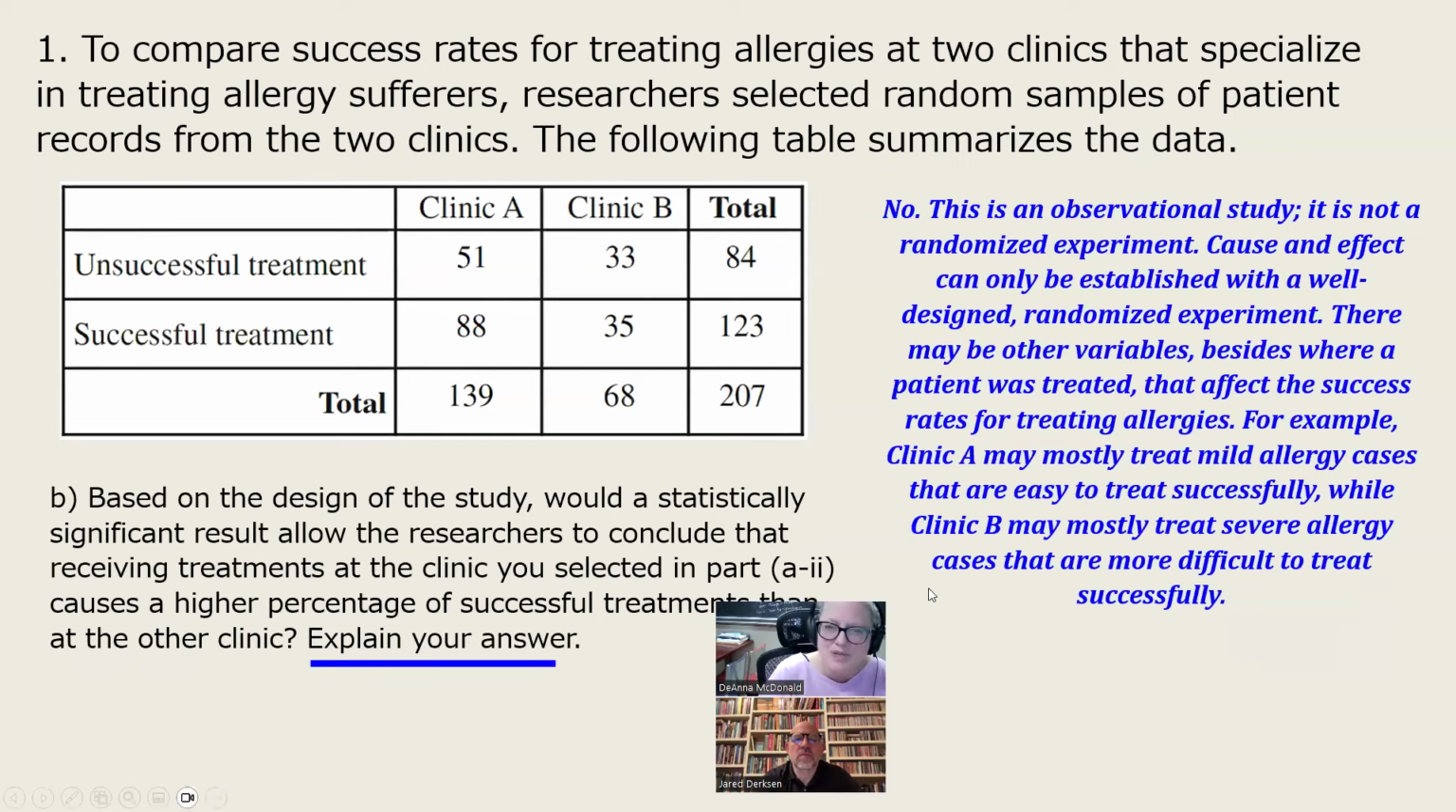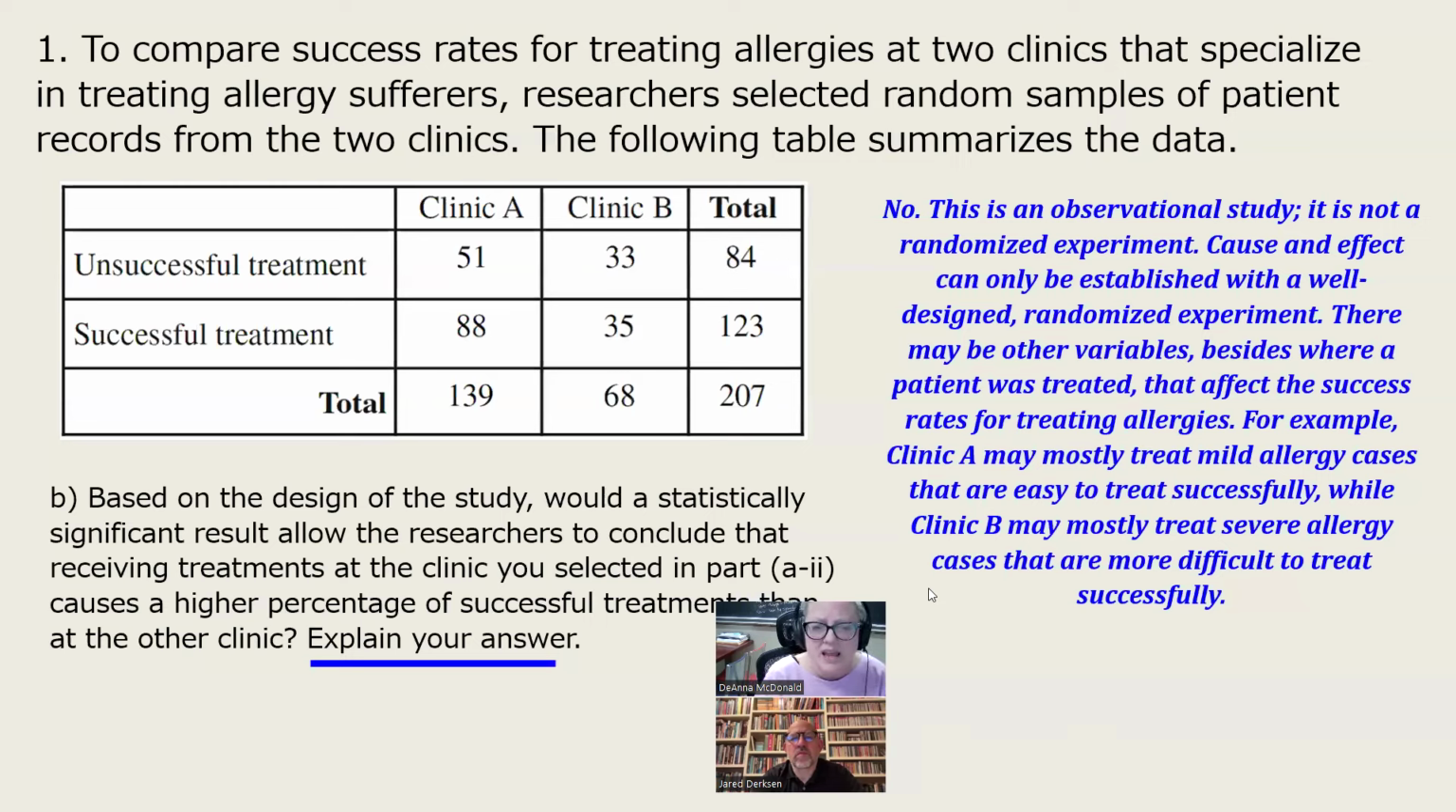No, this is an observational study. It's not a randomized experiment. And so I'm going to fill that in and say cause and effect can only be established with a well-designed randomized experiment. There might be other variables besides where the patient was treated that affect the success rates for treating allergies. And then we go on to give an example.